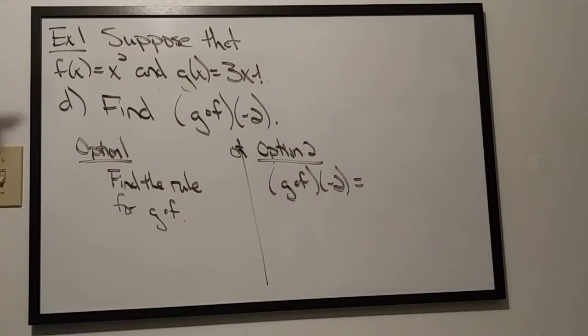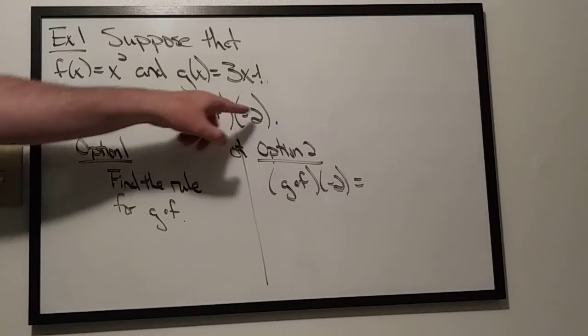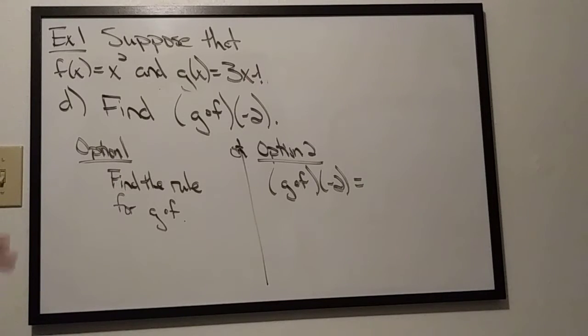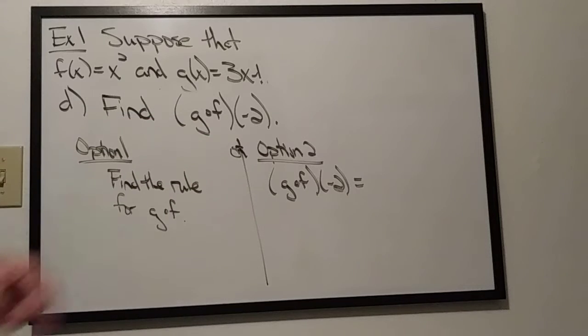If you look back at part A, we found the rule for something called F composed with G. The F was first, the G was second. But now here in part D, they're not asking us to find F composed with G of -2. They're asking us to do it the other order. They're asking us to find G composed with F. So you got to make sure then that you're actually doing the problem that is being requested.